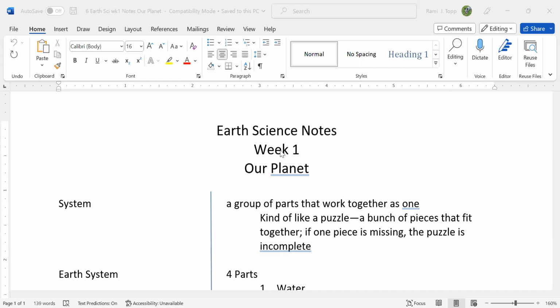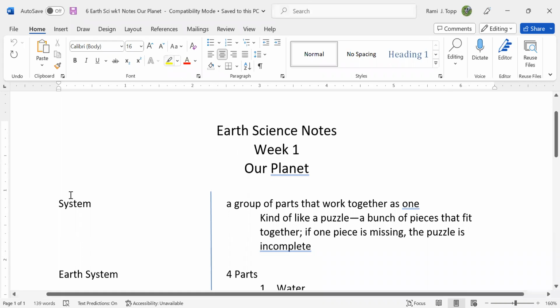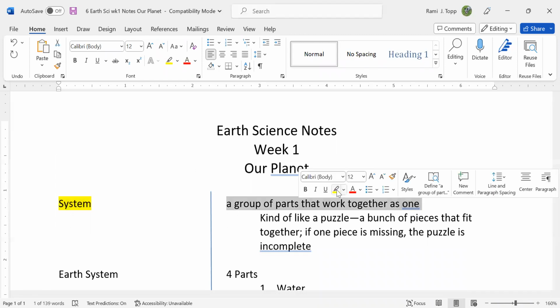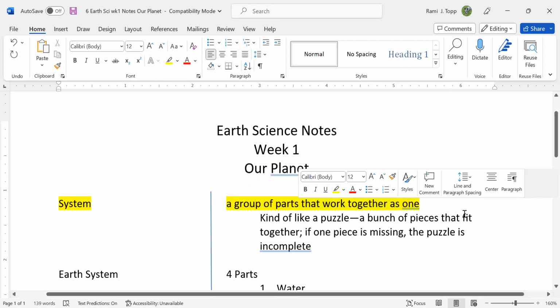So Earth Science Notes, week 1, our planet. It's up to you. I would maybe just put Earth Science at the top or something. So I would do some sort of heading in your notes. A system is a group of parts that works together as one. That needs to be in your notes.